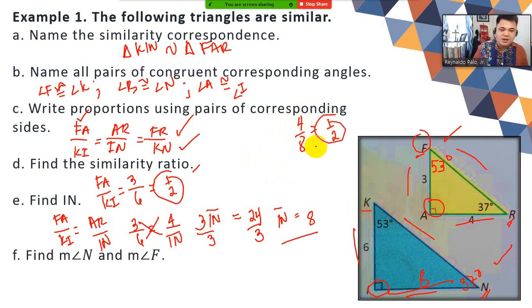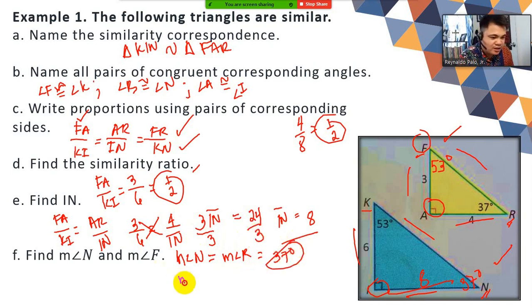Okay, so find the measurement of angle N and angle F now. The measurement of angle N is equal to the measurement of angle R. Therefore, the measurement is 37 degrees. Next, the measurement of angle F is equal to the measurement of angle K, which is 53 degrees. Those are the two measurements that we're looking for. Okay, next.